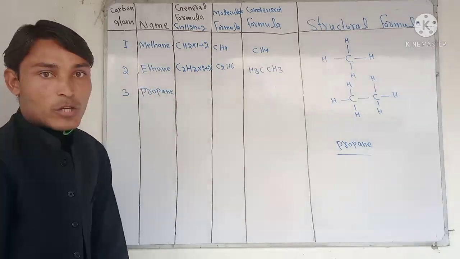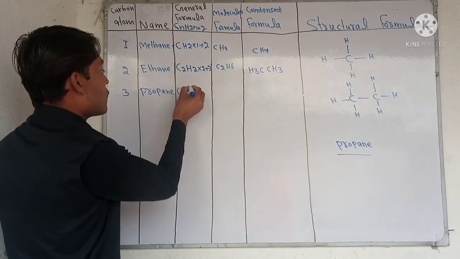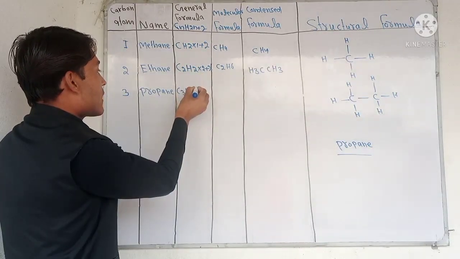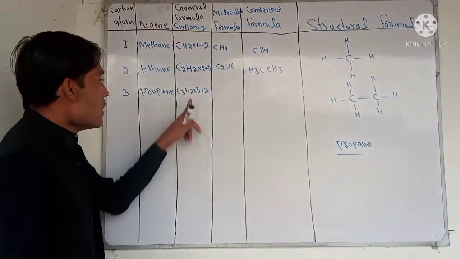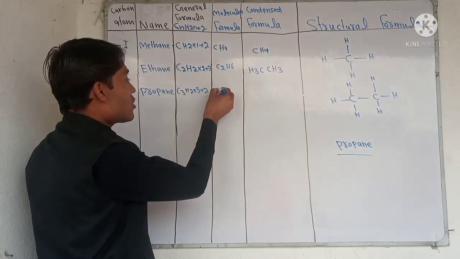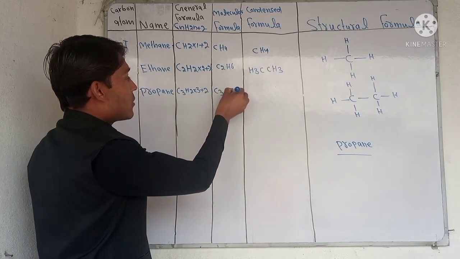And what will be the general formula? Just to increase C, so we have to write 3, and for H we need 2 multiplied by the number of carbons, which is 3. So we can write 2 times 3 plus 2. Now if we talk about the molecular formula, 2 threes are 6 and plus 2. So we can write C3 and H, that is called 8.